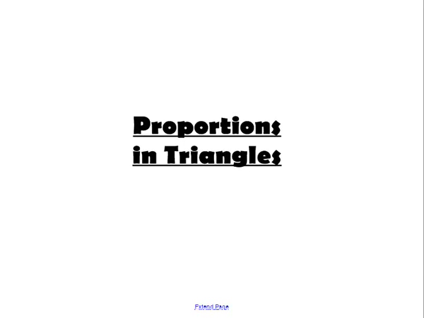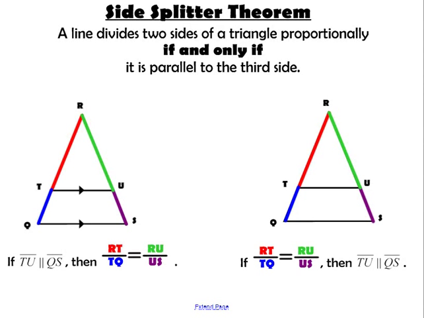Proportions in triangles. The side splitter theorem states that a line divides two sides of a triangle proportionally if and only if it is parallel to the third side. So again, reviewing our logic, this is a biconditional statement, which makes the conditional and the converse true.